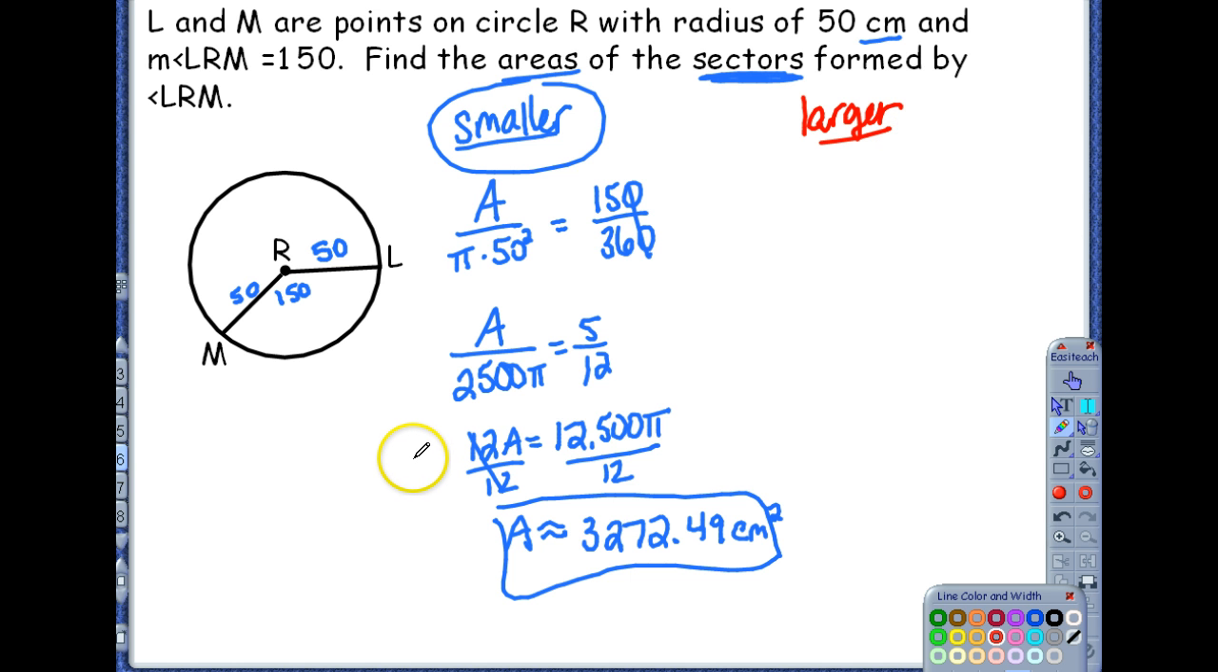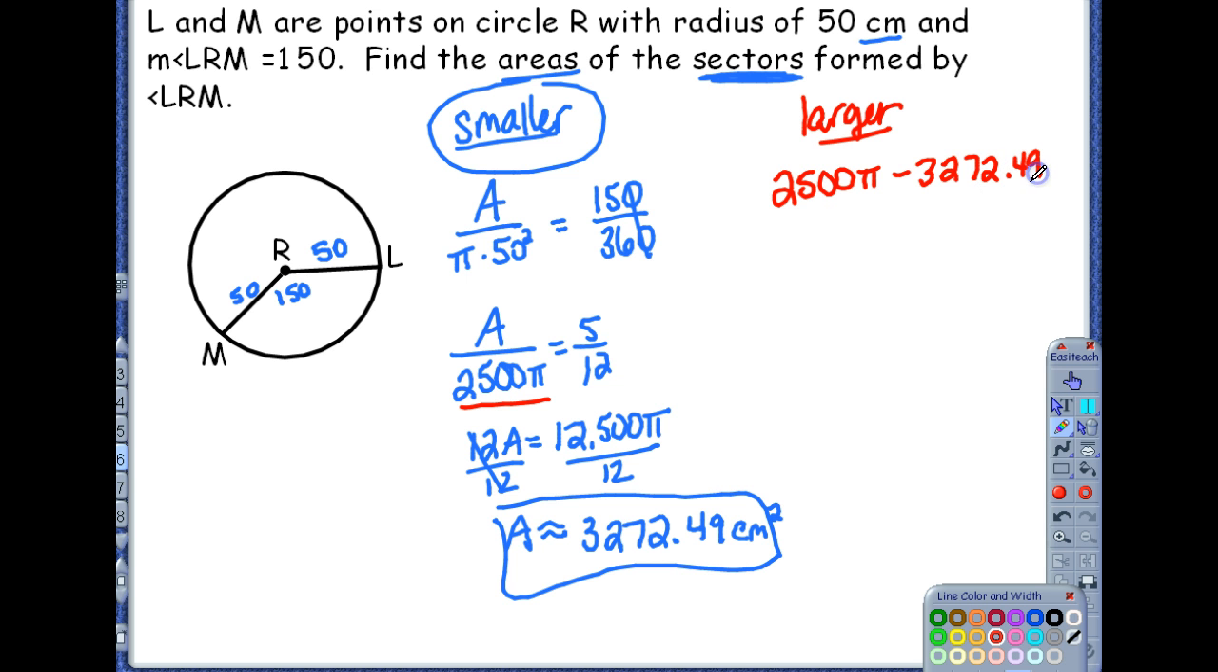I could do that same process, but I know that the other sector is basically what's remaining of the whole entire circle. So if I know the area of the whole entire circle, which I can find, and then subtract off the area of what I just found, I have what's remaining. That should work perfectly. Okay, so I know the area of that one is 2,500 pi.